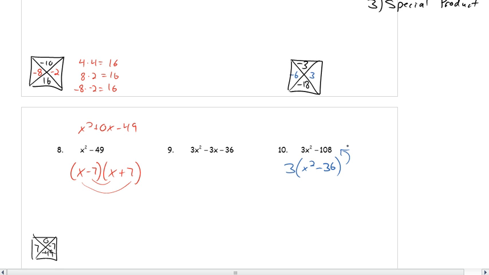Okay, now you're at, is this a box problem? It's not a trinomial, but it is a special product problem. So what it ends up being is 3, don't forget the 3 out in front, x plus 6, x minus 6. You should be happy when you see those special products. Those are the easiest ones. You don't have to do a whole lot of work.